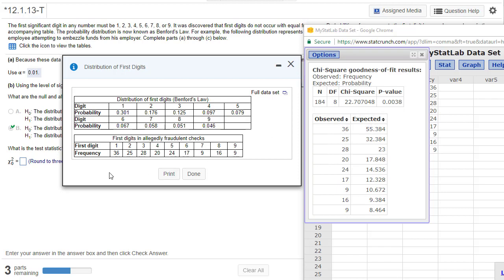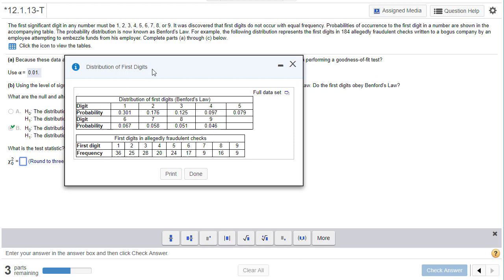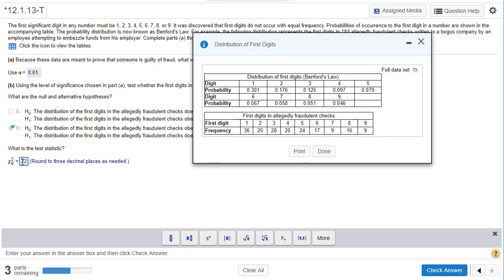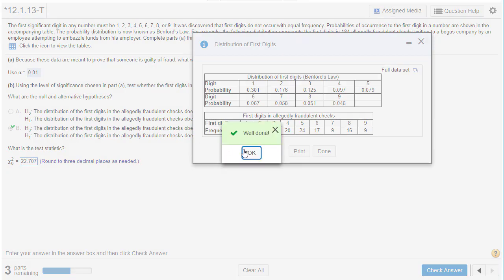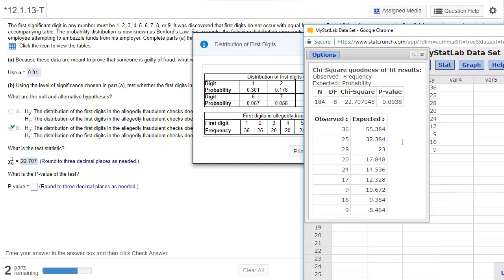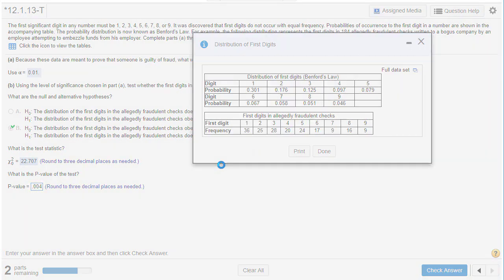And what's our chi-square statistic? 22.7. That's pretty high, right? Oh, wait a second. I've got to get it to 3 places. Hold on. So 22.707. What's our p-value? 0.004, right? That's a pretty low p-value. I mean, it's definitely lower than 0.01.